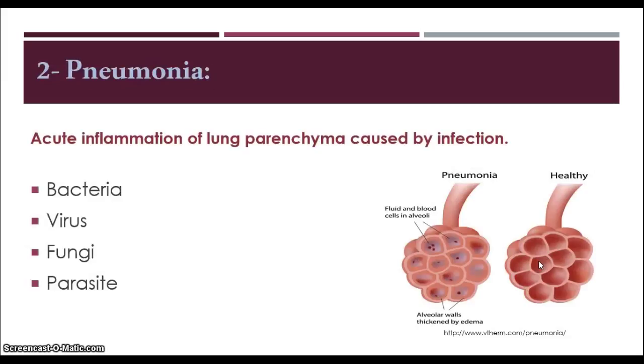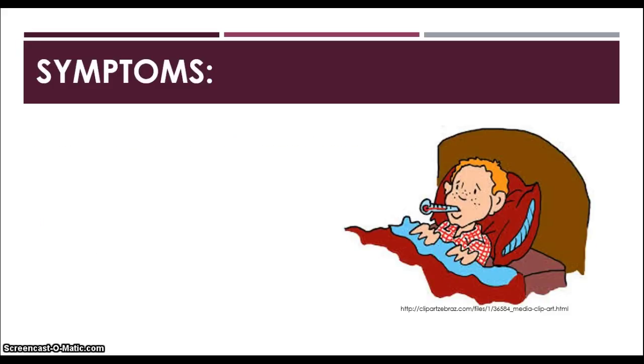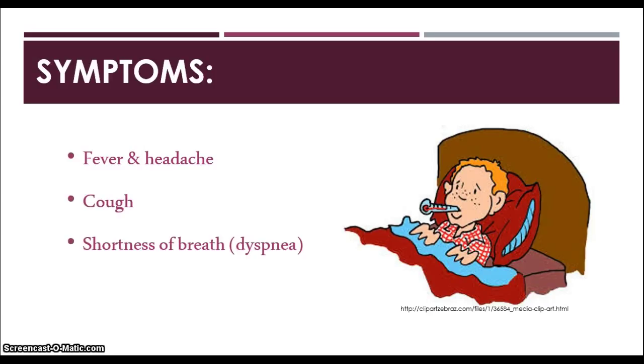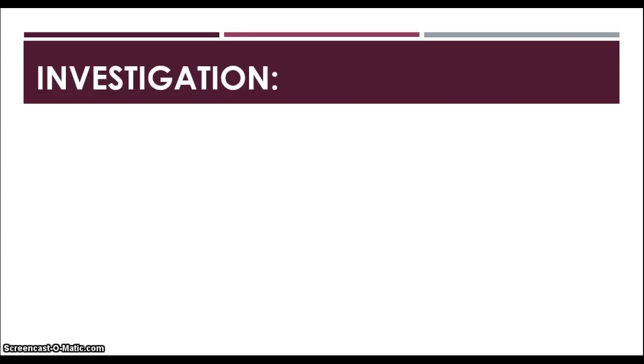Upon reaching the alveoli, your immunity attacks this microorganism, and due to this inflammatory response, fluid and blood accumulate in the cells of the alveoli, which makes respiration much more difficult. What are the symptoms for this? Fever and headache, cough, shortness of breath, also dyspnea, and chest pain.